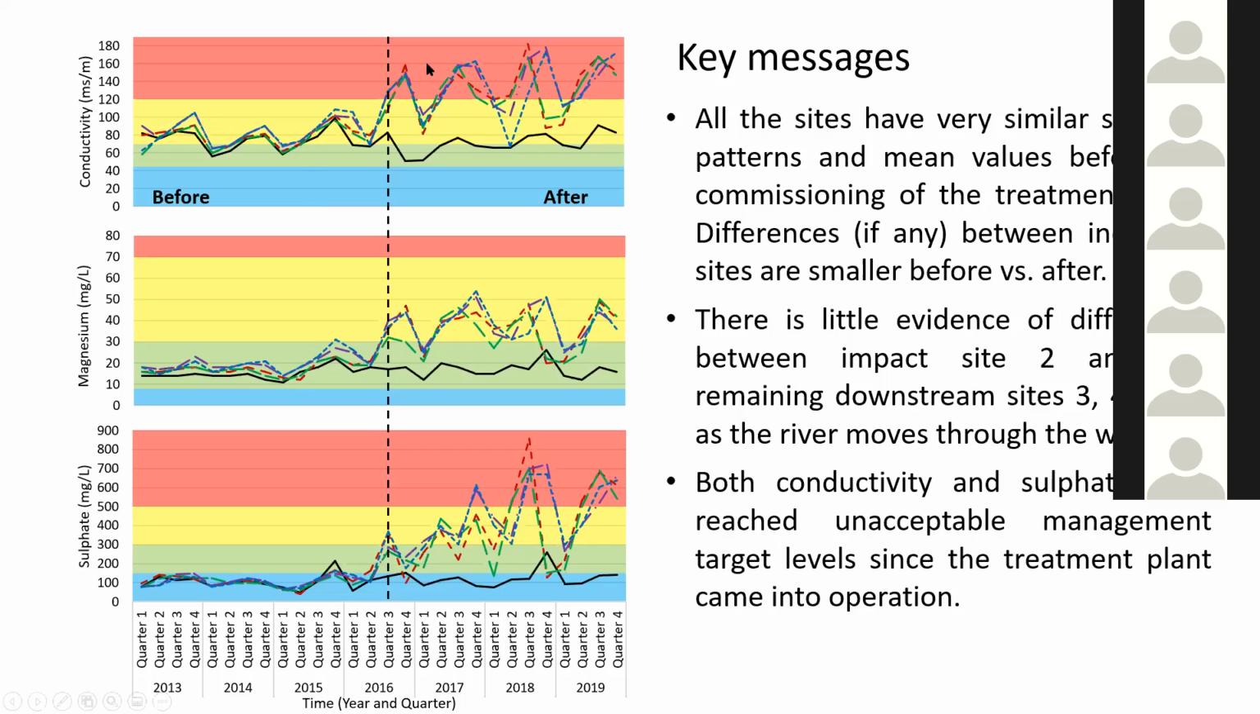For example, conductivity is increased throughout the wetland downstream of the water treatment plant. So the wetland doesn't really take up a lot of the TDS. And the main thing is that both conductivity and sulphate have now reached unacceptable levels.